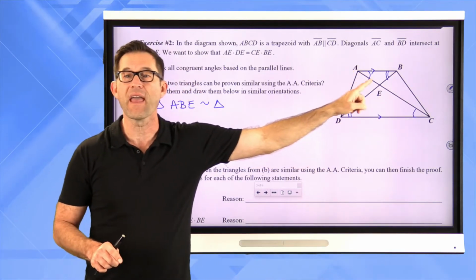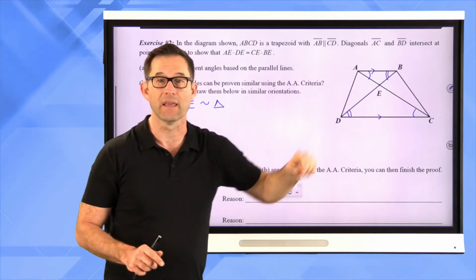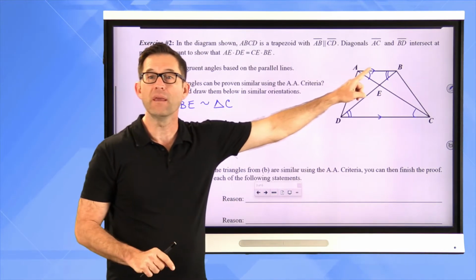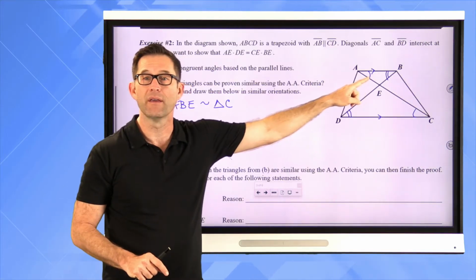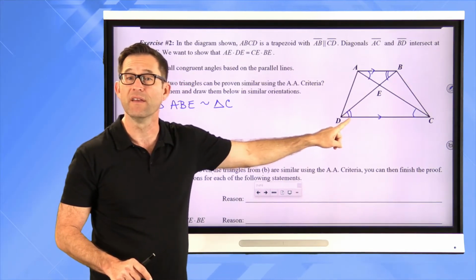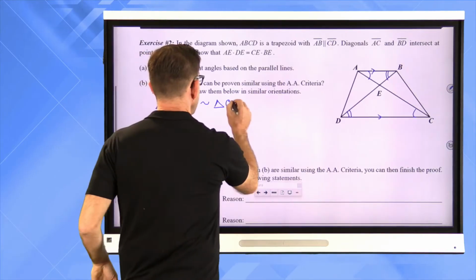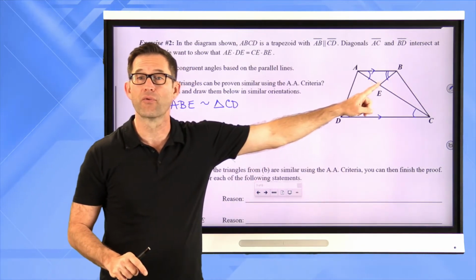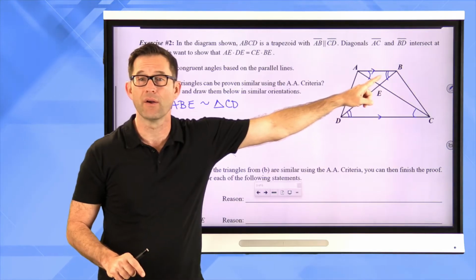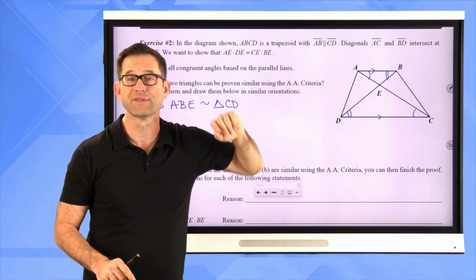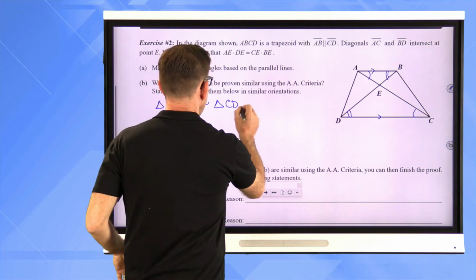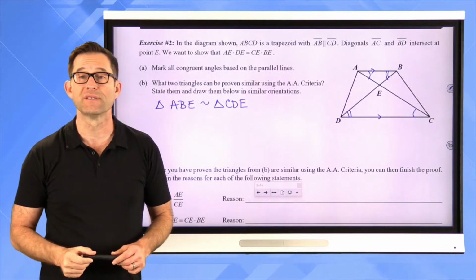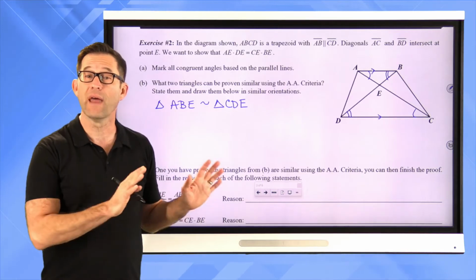That means that A is corresponding to C. So I've got that. B has got a double arc mark there, and D has it down here, so that's going to be D. And then, had I done it, I could have put 3 marks here and 3 marks here for that pair of vertical angles. I don't need to because it's the only letter that's left, but I'm going to do that. Triangle CDE. So I've now got my statement.